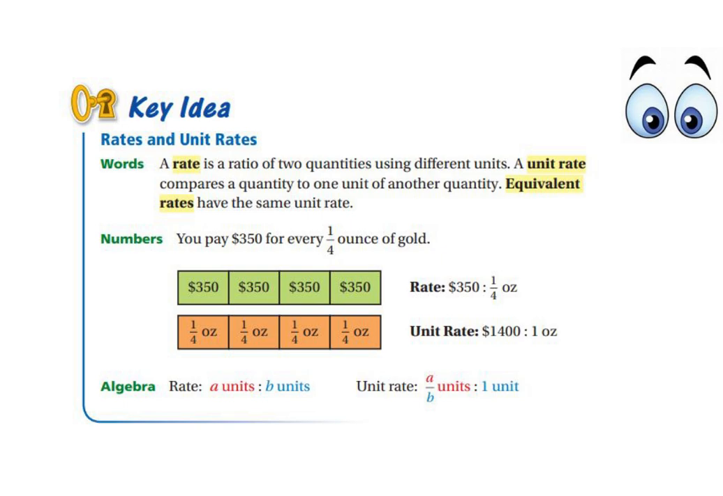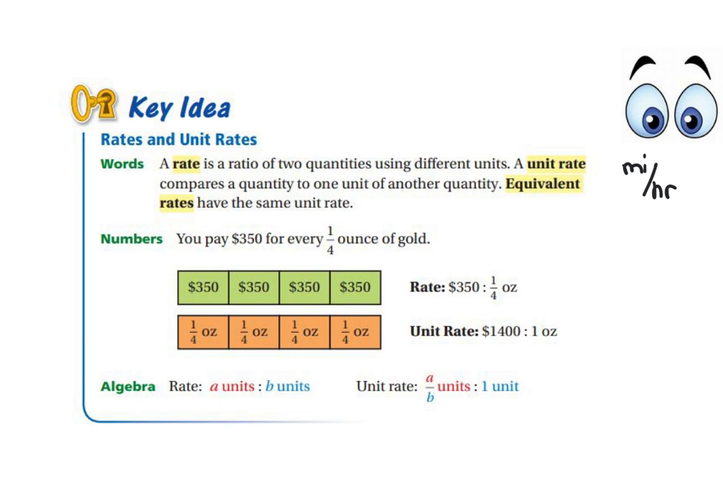A rate is a ratio of two quantities using different units. A unit rate compares a quantity to 1 unit of another quantity. For example, miles per hour. It's comparing how many miles you travel per hour, with your labels or your units being miles and hours. Equivalent rates just have the same unit rate.